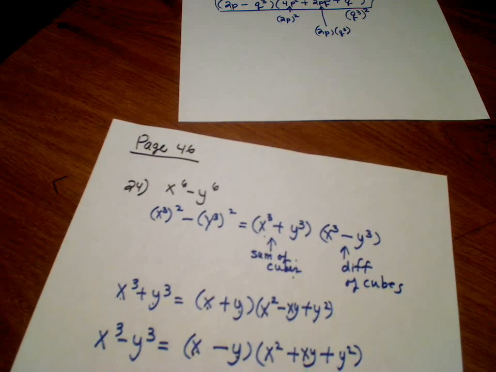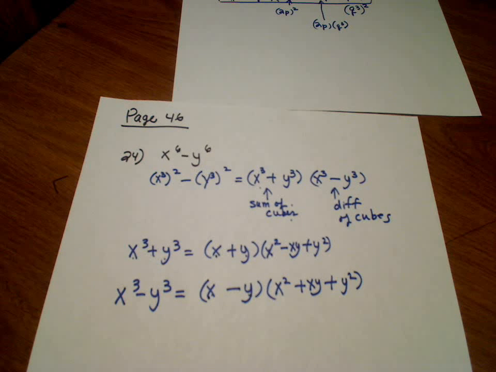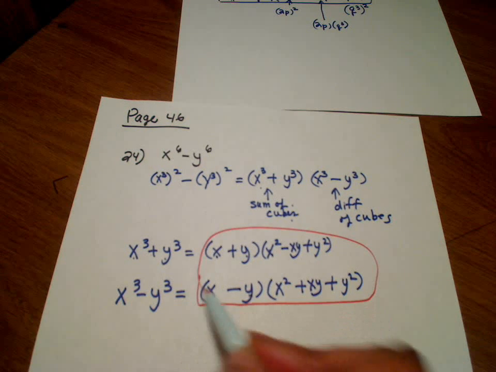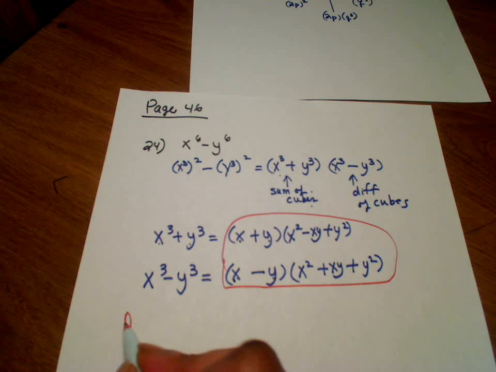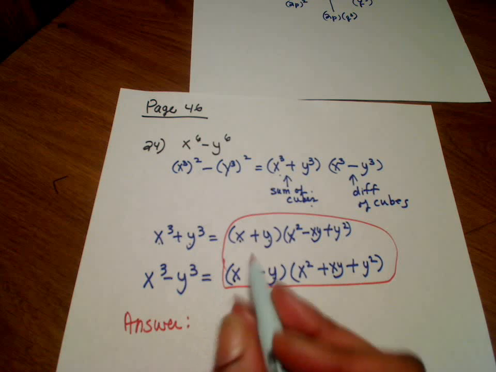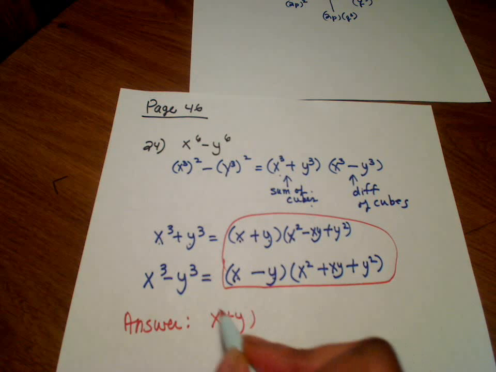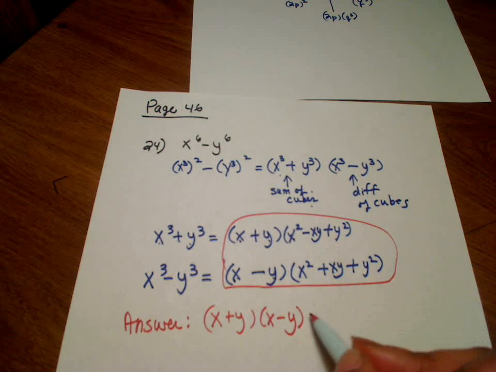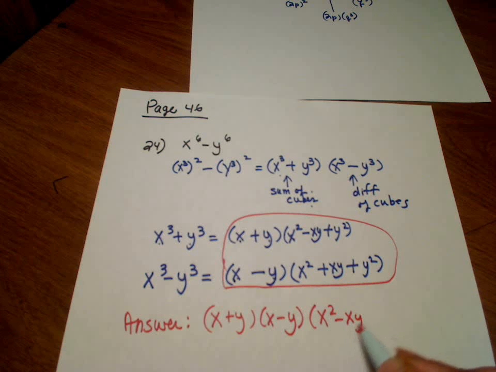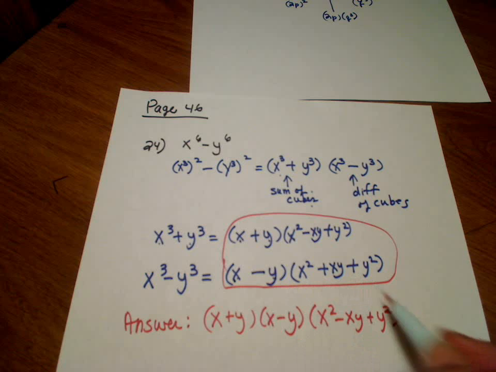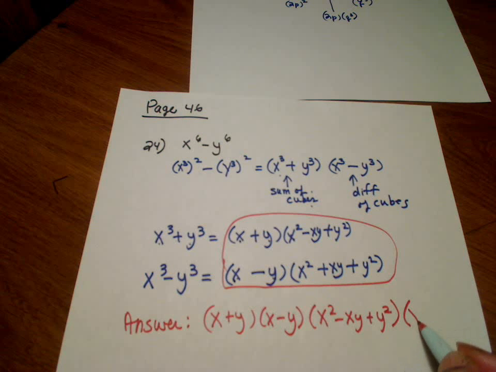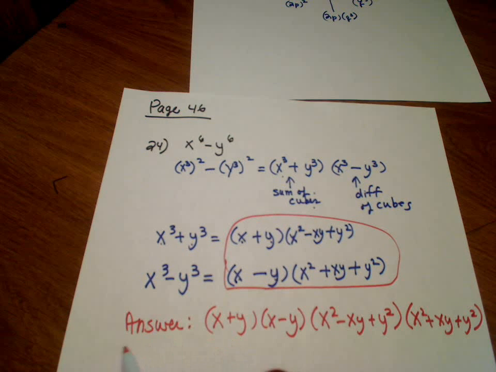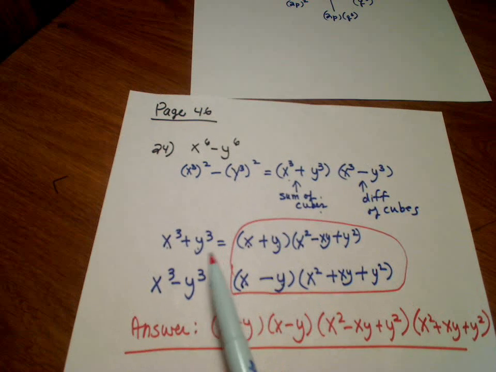Now notice here, if you take a look at this answer, this is your complete factored form. So therefore, the answer for this problem is actually all four terms. It's x plus y, but it's also x minus y. It's also going to be x squared minus xy plus y squared. And it's also going to be the last one, which happens to be x squared plus xy plus y squared. So all four factors are what you'll have when you have x to the 6th power and y to the 6th.